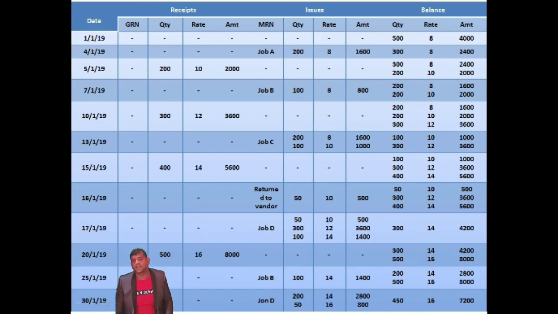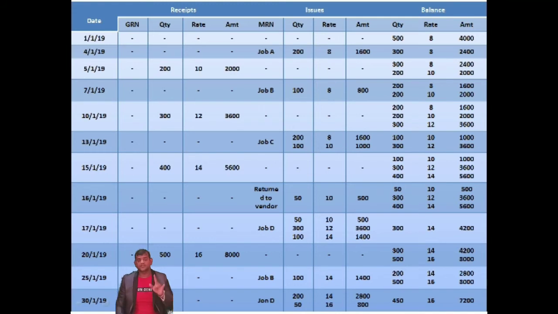So why have we taken 10 rupees price? Because he clearly said it was purchased on January 5th. So you look at the January 5th issue receipt, the price is 10 rupees per unit. So at that price only we are sending it back. So 50 into 10, 500 rupees. So go to the balance now.